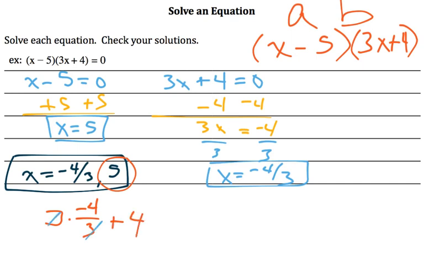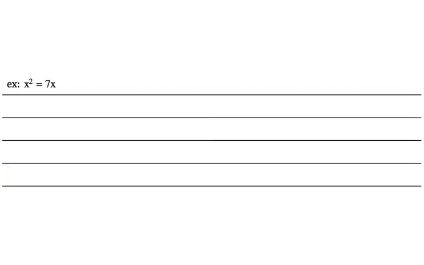3 over 3 would go away, and then negative 4 plus 4 would be 0. So that checks out as well. And you get to the point where you do enough of these and you can kind of picture all this business. Pause to look at this for a moment and compare it to the one before.